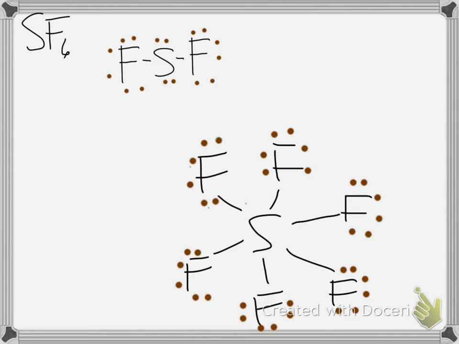2, 4, 6, 8. Fluorine's happy. Each fluorine has 2, 4, 6, 8. Now let's count sulfur. 2, 4, 6, 8, 10, 12. What the heck? How is that possible?